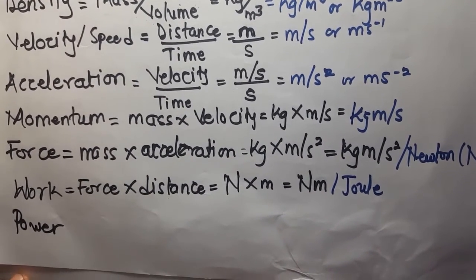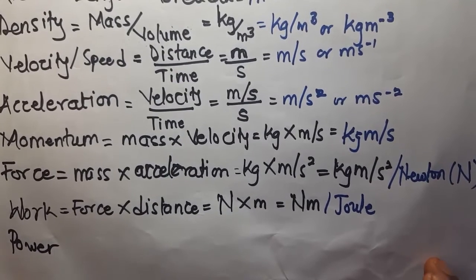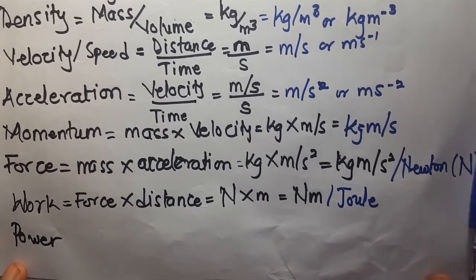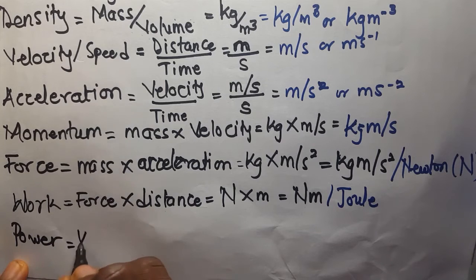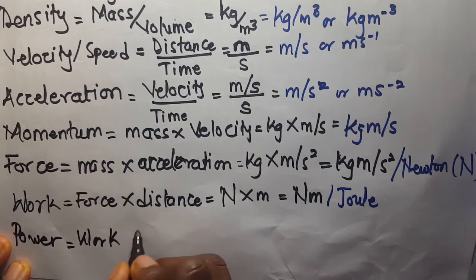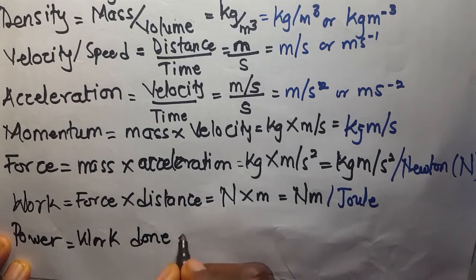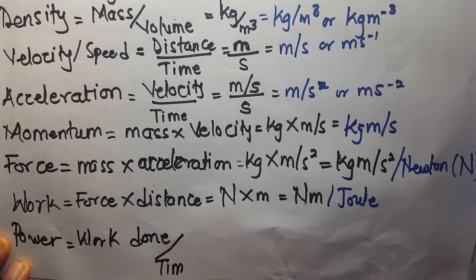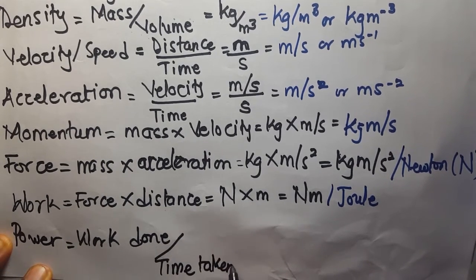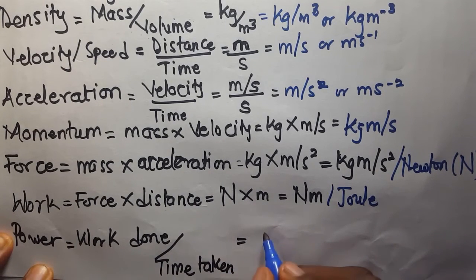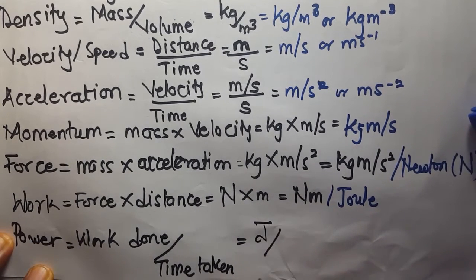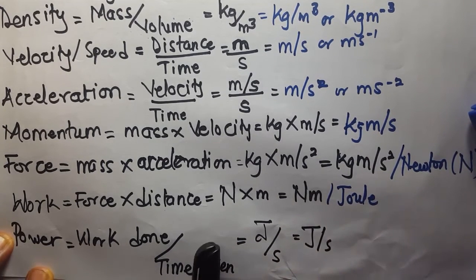Then the final one we'll look at is power. Now, power is work done over time taken. We are saying the SI unit of work is joule. So joule over time, which is s, equals joule per second. But the SI unit of power is what?